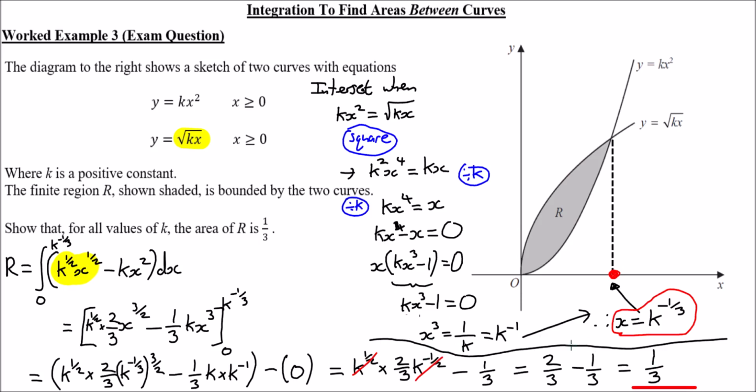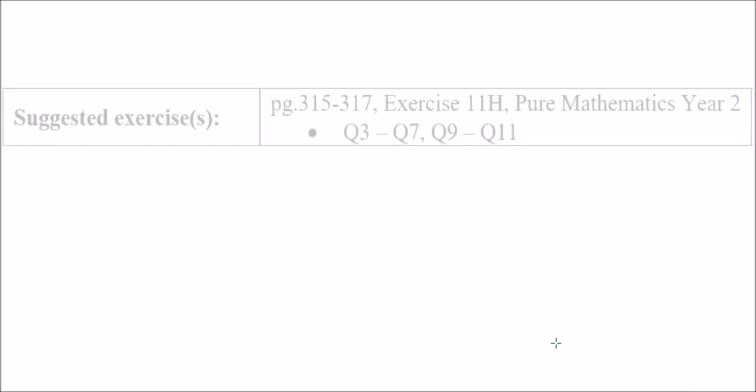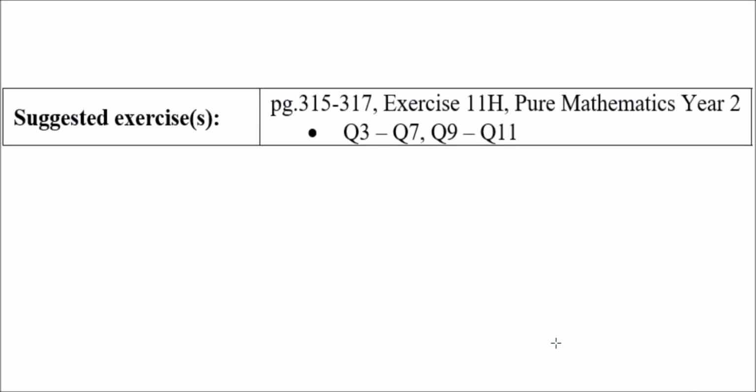So hopefully you're more primed now to try some of these questions on your own. On that note, if you could skip to 315 to 317, exercise 11H in the blue book for year 13. So I'd suggest to try questions 3 through to 7 and then 9 through to 11. There are some questions where you need to find areas using parametric equations within this chapter. I'm going to focus on those in the next video, so fear not. Try these for now. If you get stuck, let me know, and keep going and don't give up.